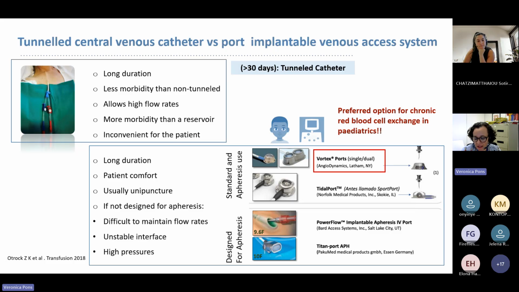As you can see in the slide, some models are used in apheresis, but they are not especially designed for apheresis. And models from AngioDynamics have been widely used due to their dimensions, but they do not always provide the desired flow rates. And although there are devices designed for these procedures, for example, Titan port, I think it's too big and is not useful for children, for example.